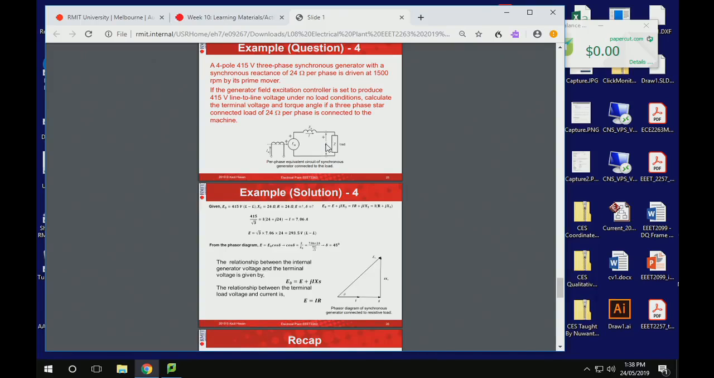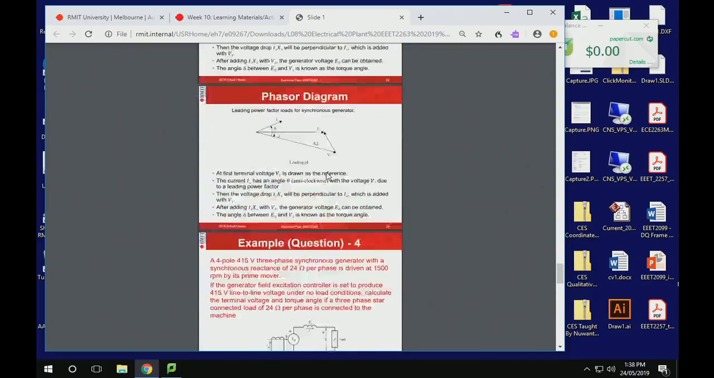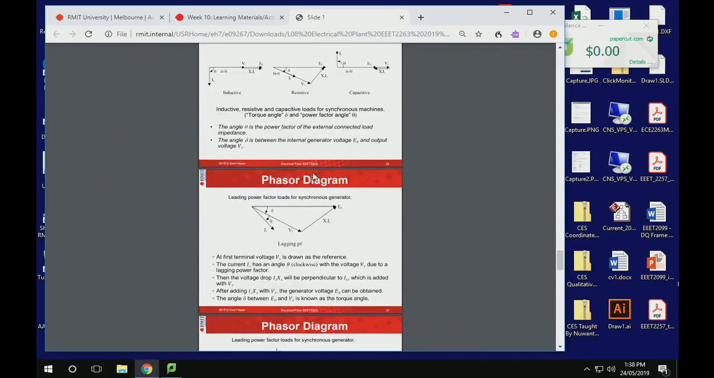There are a few more topics to cover in the synchronous machine section. So mainly, starting off here, you went through how to draw the phasor diagram for the synchronous machine. So you have a few terminology here.